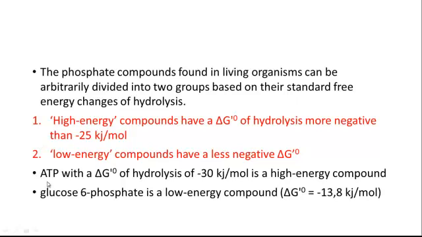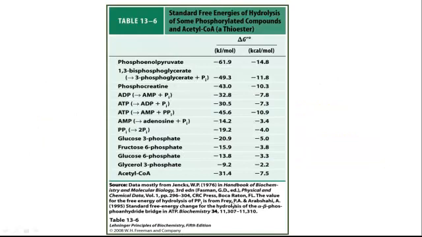And like we studied, ATP has a free energy change of minus 30 kilojoule per mole, so it is a high energy compound, whereas the hydrolysis of glucose 6-phosphate releases minus 13.8 kilojoule per mole of energy. So it comes under the category of low energy compounds. And here you can see in this table the standard free energies of hydrolysis of some of the biological phosphorylated compounds.